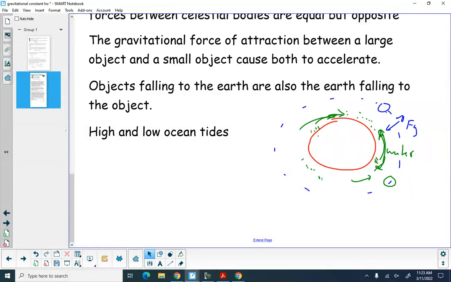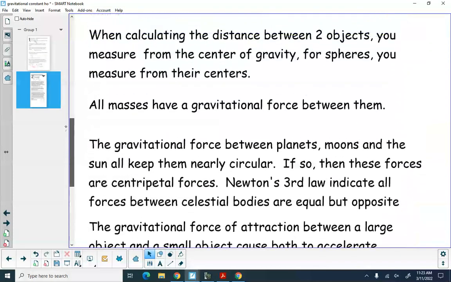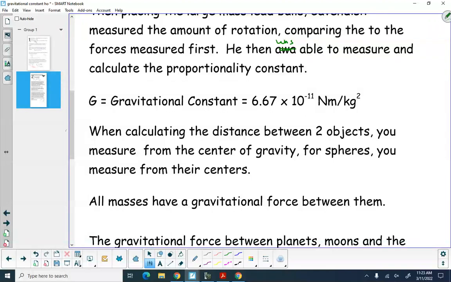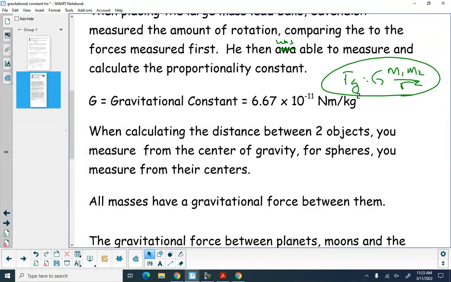On Monday, we'll finish up the notes. We'll compare the force of gravity using our constant. We'll compare that to our centripetal force, this is our force that maintains our circular paths. So we're going to set this equal to our centripetal force, which is mv squared divided by r. And we'll see what we come up with.